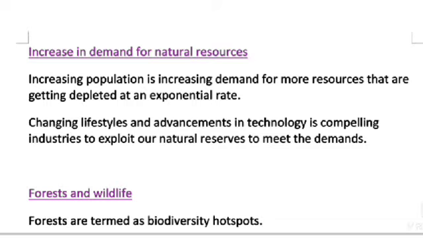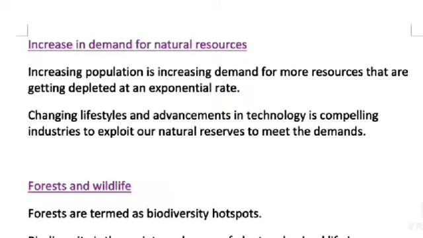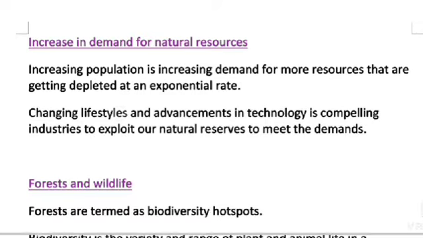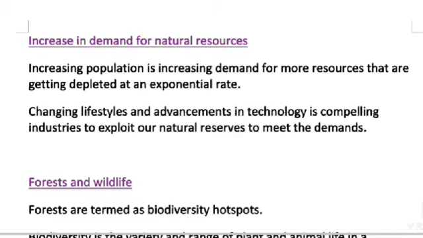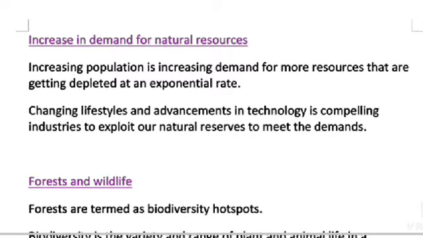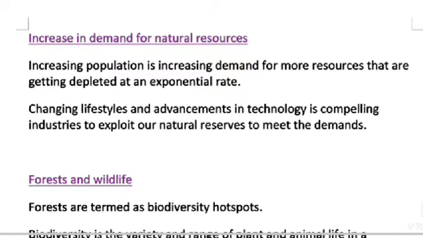Increase in the demand of natural resources. Increasing population is increasing the demand for more resources that are getting depleted at an exponential rate. Changing lifestyle and advancement in technology are compelling industries to exploit our natural reserves to meet their demands.